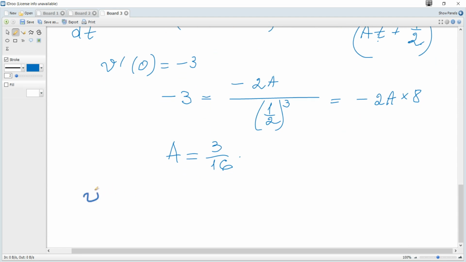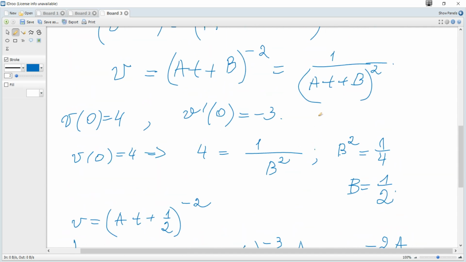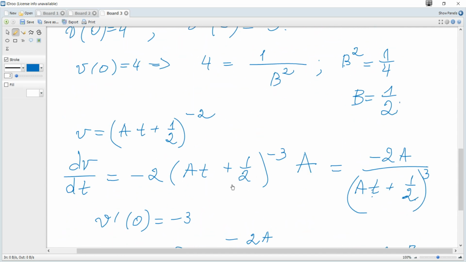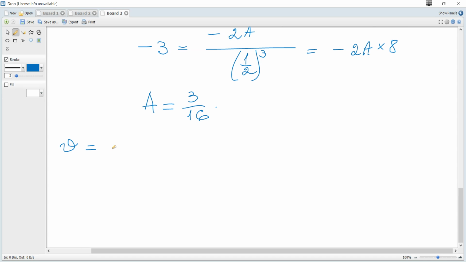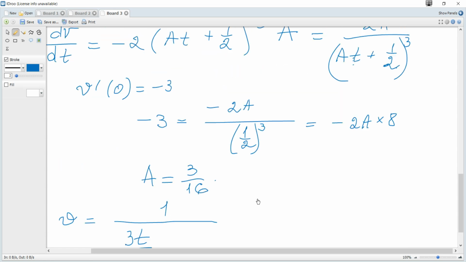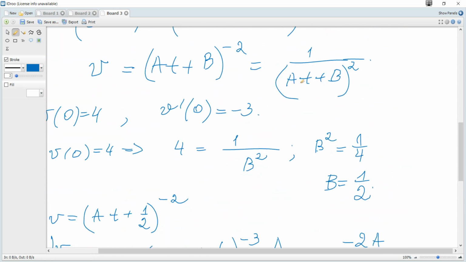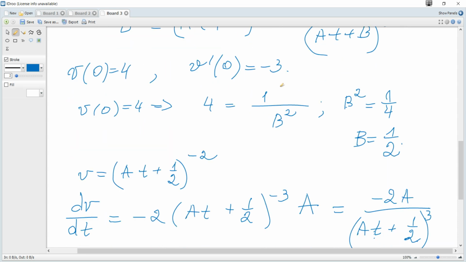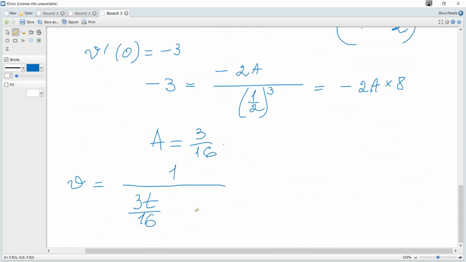And it becomes v is 1 over 3t over 16 plus a half, squared.